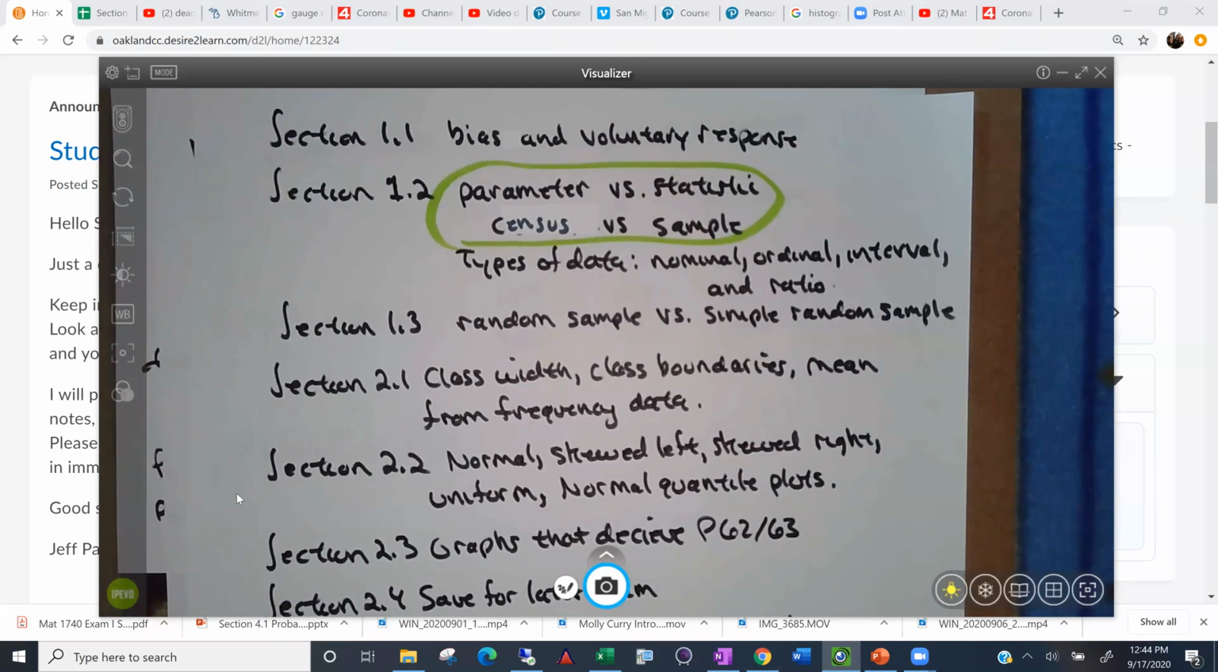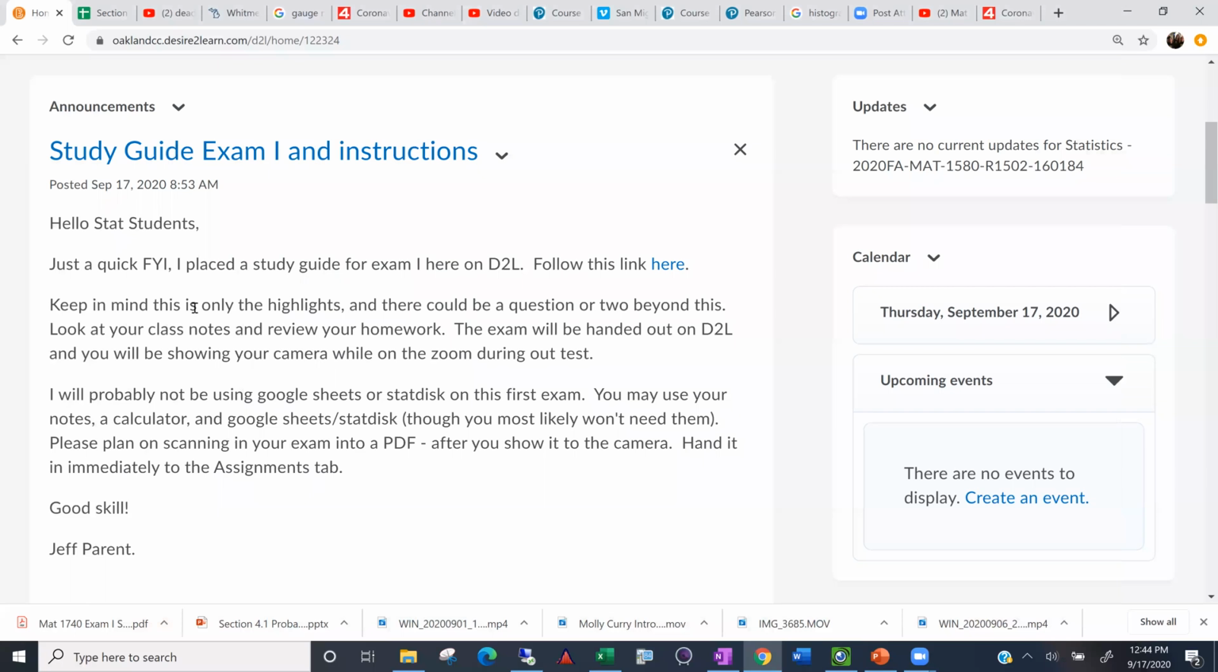Let me share with you the format of the exam, what to expect. So the exam will be on D2L. You'll log in here and you'll be all set with your notes handy, a calculator handy, and you're not going to need Google Sheets or StatDisk on this first exam. You're going to be on the Zoom. I want to see your face in the camera, see what's going on. But other than that, it's just going to be you're taking a test and writing down your answers.